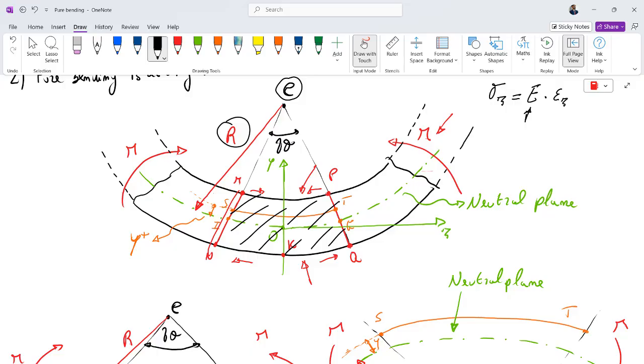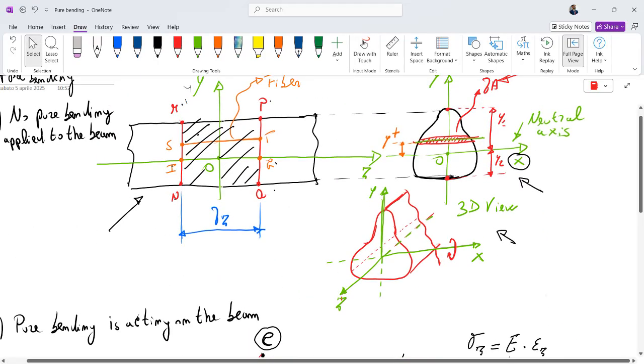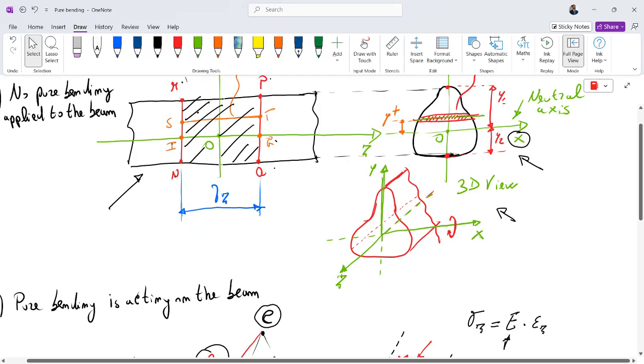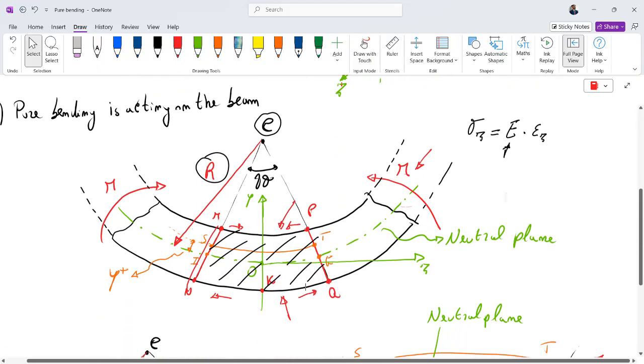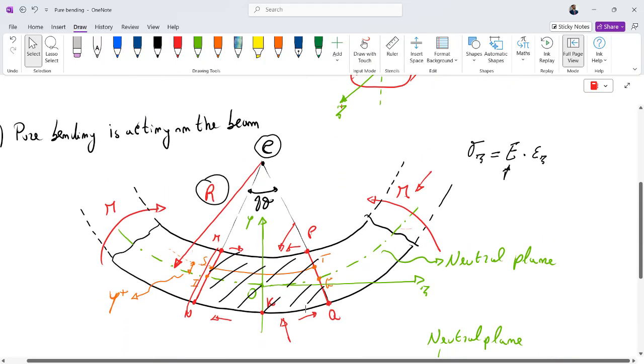The MP fiber is the shorter fiber of this portion, because the upper fibers are in compression and the bottom fibers are in tension. The only fiber that remains of the length equal to dz, that is the initial length of the whole fiber when the bending is not acting, is the fiber IOG, because it lies on the neutral plane.